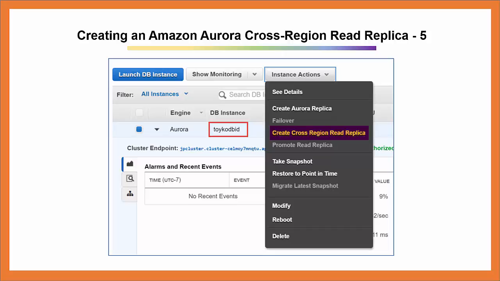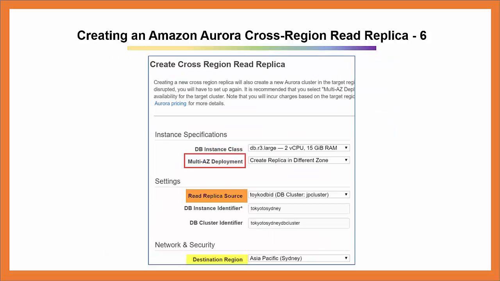Select the source cluster, and from the Instance Actions dropdown, choose Create Cross-Region Read Replica, highlighted in the screenshot shown on this slide. Name the cluster and new instance, select Multi-Availability Zone Deployment, pick the target region, choose the database subnet group, and set any other options you'd like, and then click Create.